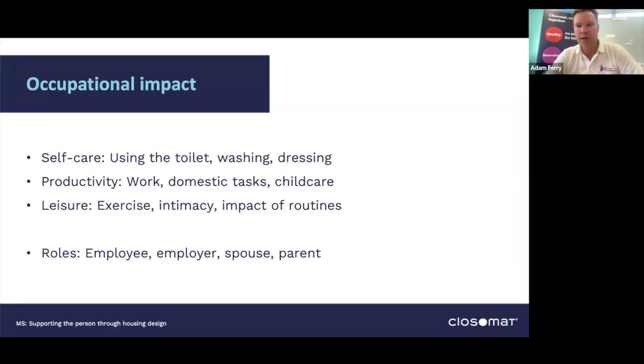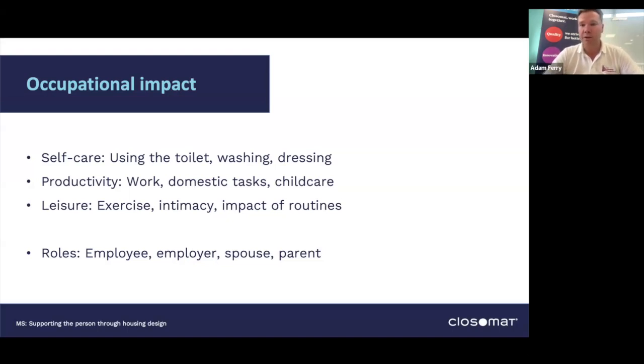And the occupational impacts from all of that are probably self-explanatory. So within self-care, things like using the toilet, washing, getting dressed, productivity, including work, domestic tasks, childcare. Don't forget, we're talking about people here diagnosed in their 30s and 40s. So these are working age adults. So the things that we have to consider for this group of people could be significantly different. Maybe not, but could be significantly different to somebody who presents quite similar, but with a vascular dementia in their 80s. The things that they find meaningful and purposeful and their life roles and their life stages are completely different. So the things that we're implementing here, the goals that we're setting, are often very different.